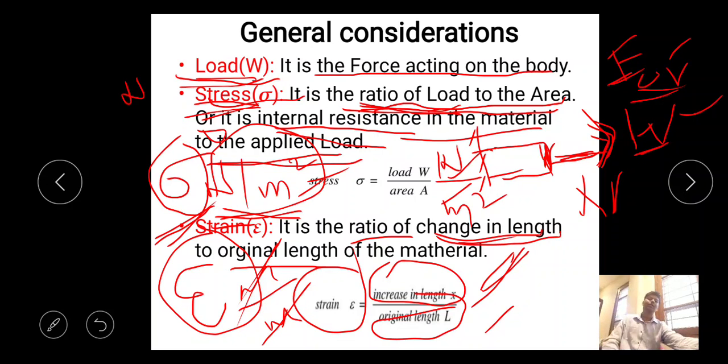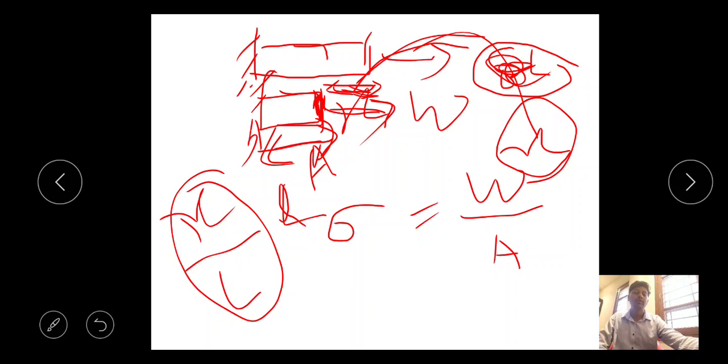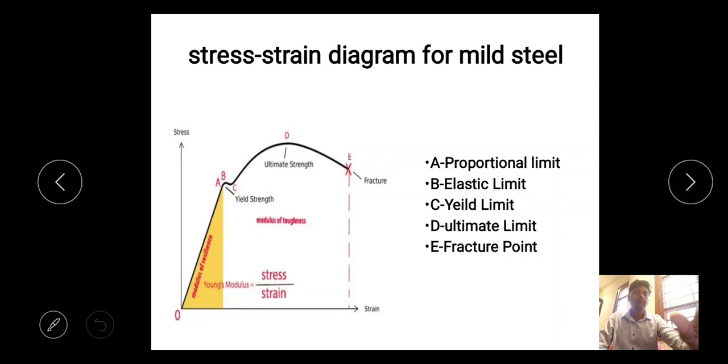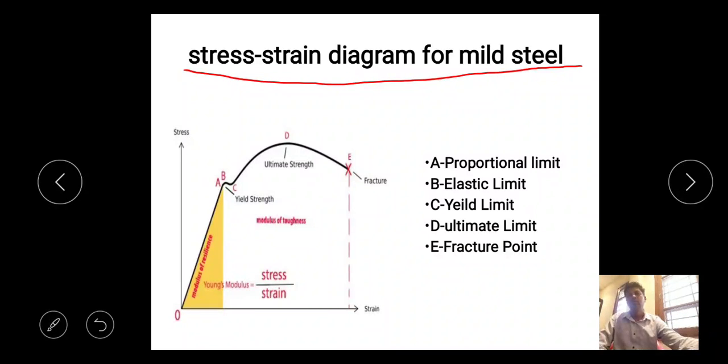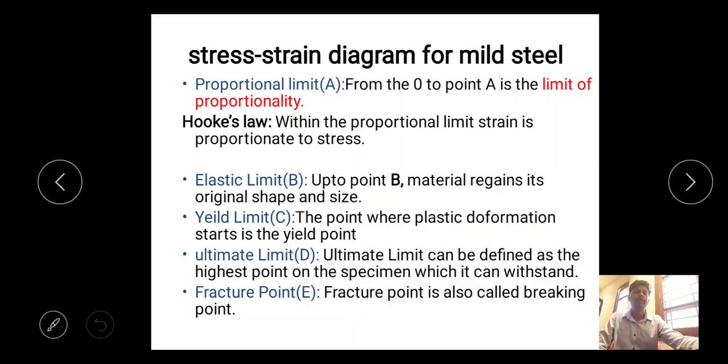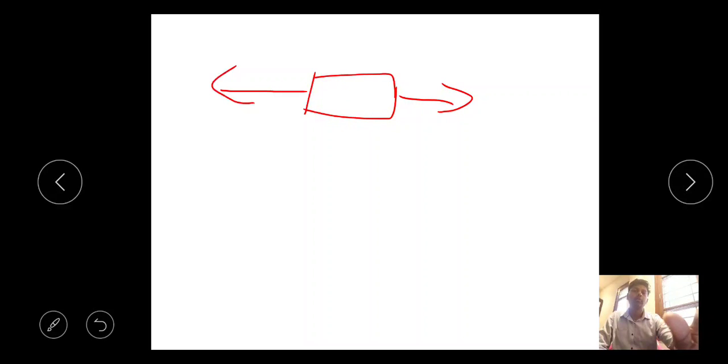So as a general consideration, whenever you are studying a design subject, you should know all these things: what is load, what is stress, and what is strain. Next is the stress strain diagram for mild steel. Before discussing this, we will discuss a few things which are required for you. If I take a component and the forces are both like this, it is called tensile.